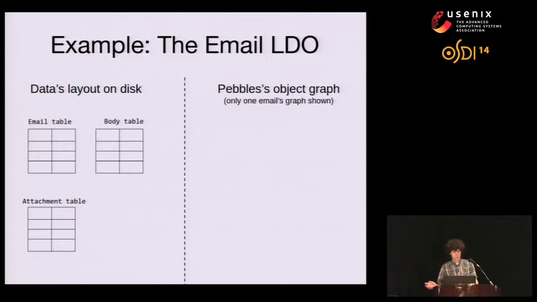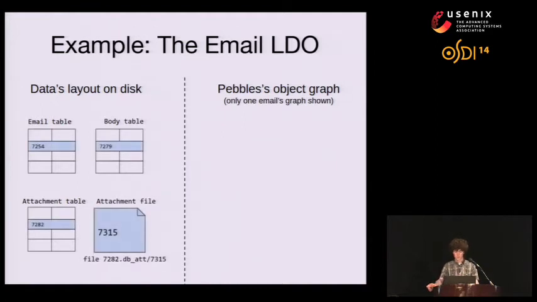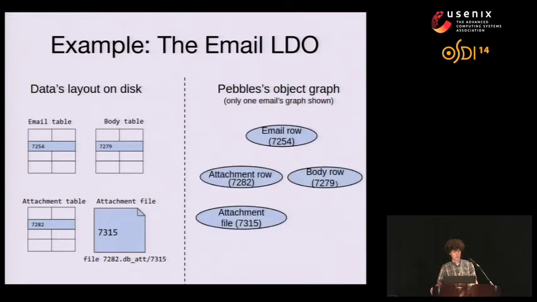Okay. The object graph is the key concept in Pebbles, so let me show you an example. Here is the email LDO. On the left side is the data layout on disk, where it is split between 3 tables and then attachment files. And the right side shows you the corresponding nodes in the email LDO. Each node is assigned a globally unique ID, or GUID, that Pebbles uses to address every object in the system.